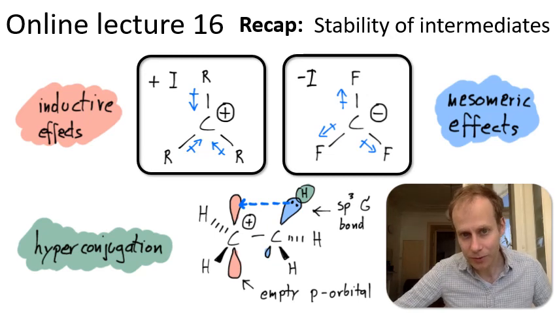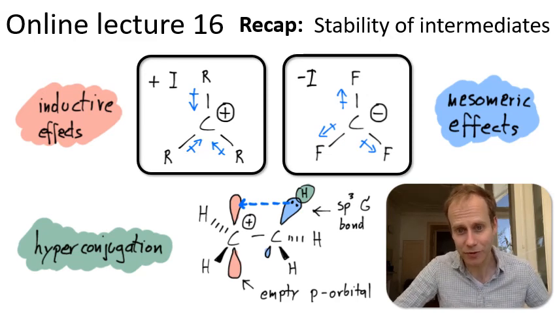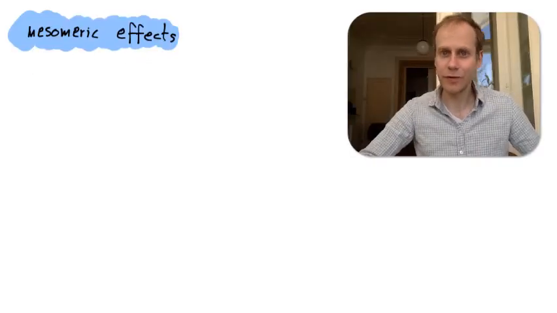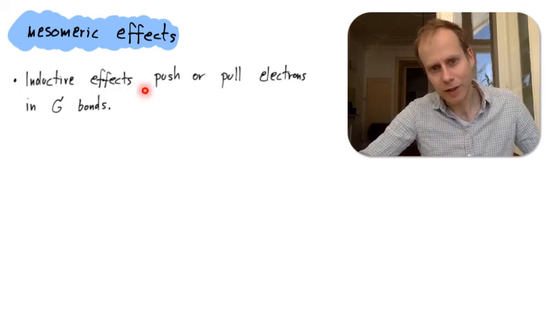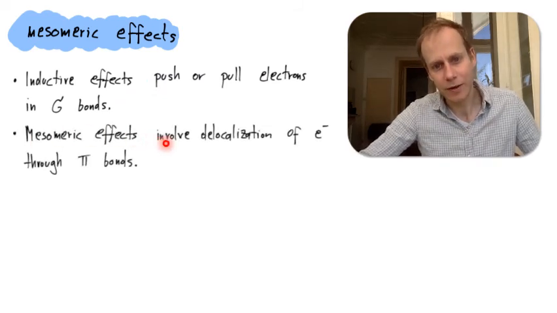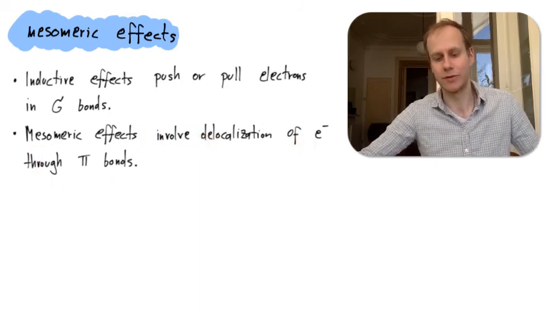So in this lecture, we're going to talk about so-called mesomeric effects. They are a little more sophisticated, so I'll spend a little more time on them. Let's get into it. Mesomeric effects are different from inductive effects, because inductive effects are based on pushing or pulling electrons in sigma bonds, right? But mesomeric effects, on the other hand, involve the delocalization of electrons through pi bonds.